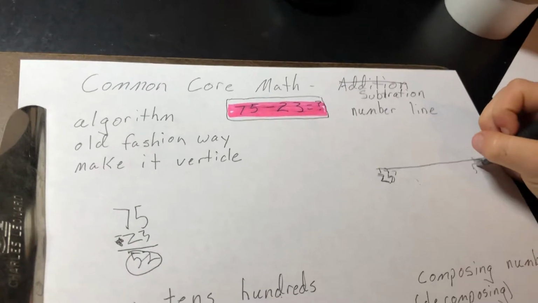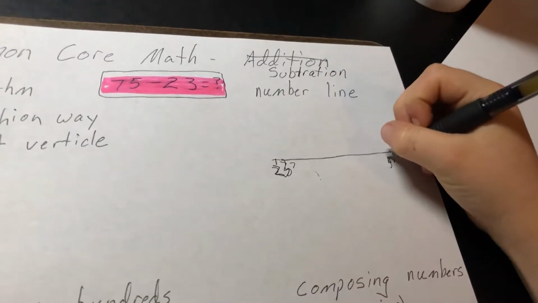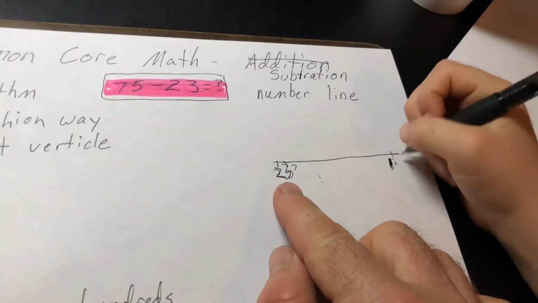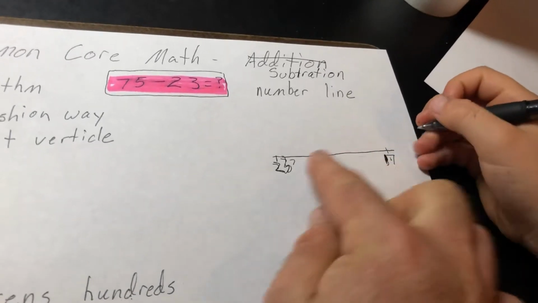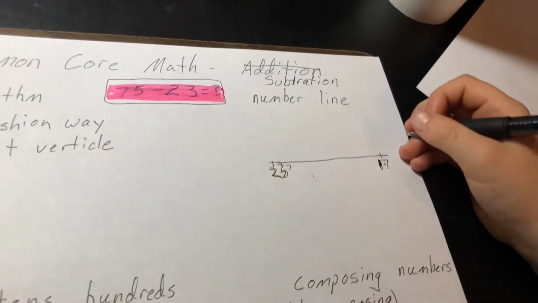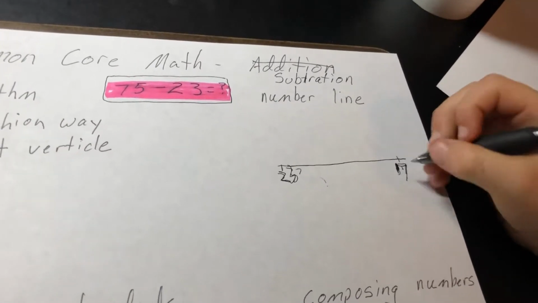So when the students write this on a number line, what we want them to do is line this up the same way as a number line would work. In other words, the smaller number goes on the left, the larger number goes on the right. And simply either jump backwards, subtraction, or jump forwards. It doesn't really matter. All you're trying to do is figure out how many jumps between those two numbers.